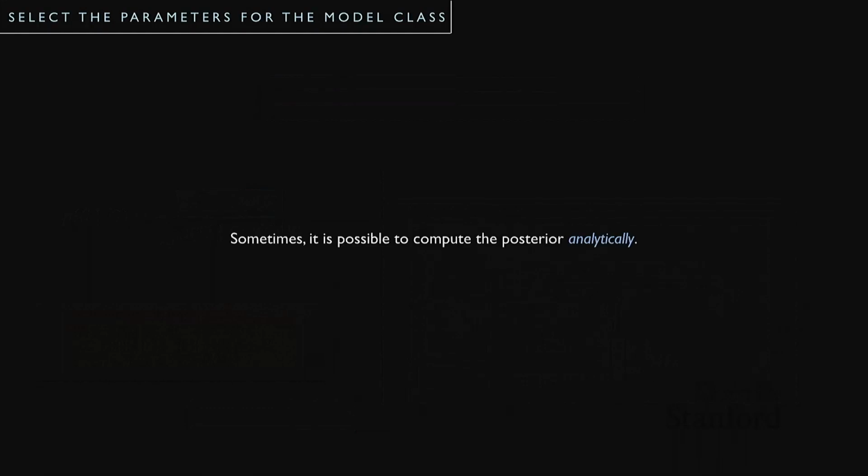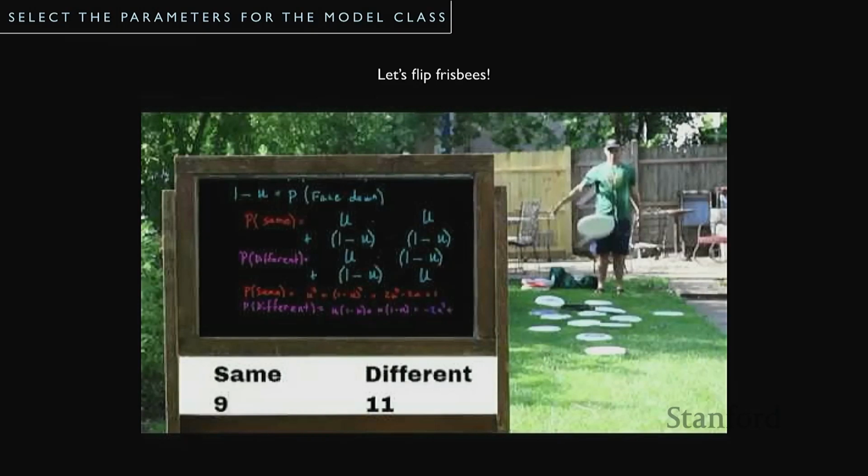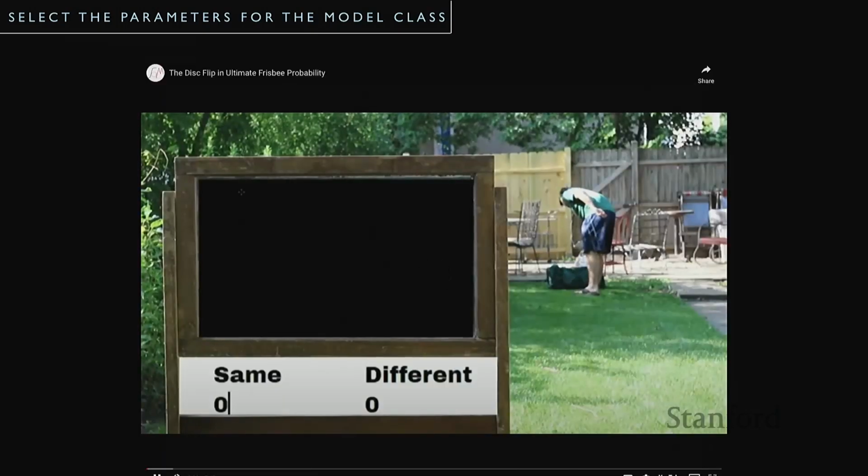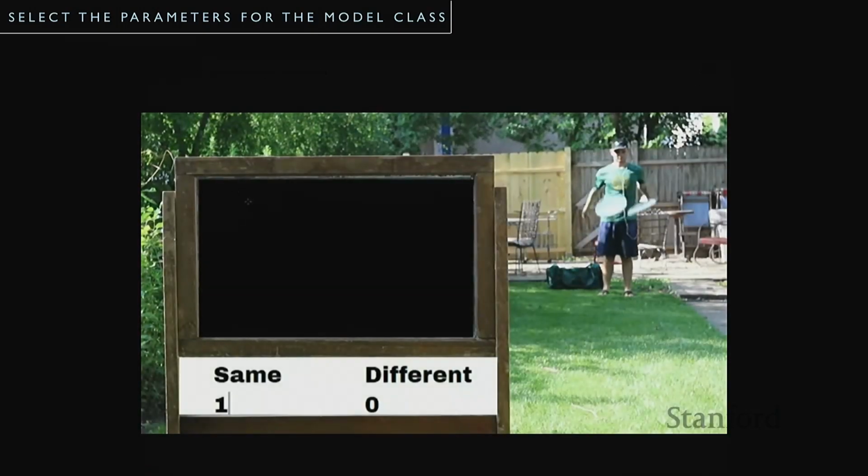Okay, so we just told you, sometimes we just get to draw these samples, that's all we can do. Sometimes though, it is possible to actually get an analytical solution for this posterior. Okay, so we're going to do, finally, the frisbees. We're going to do a little experiment.